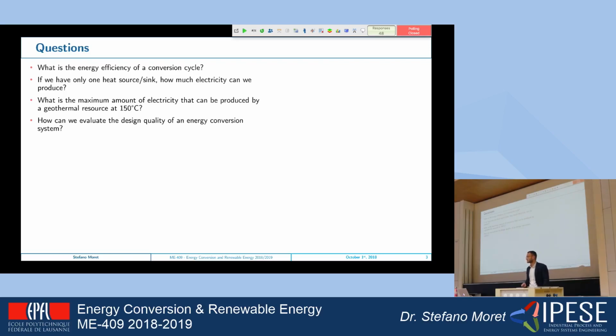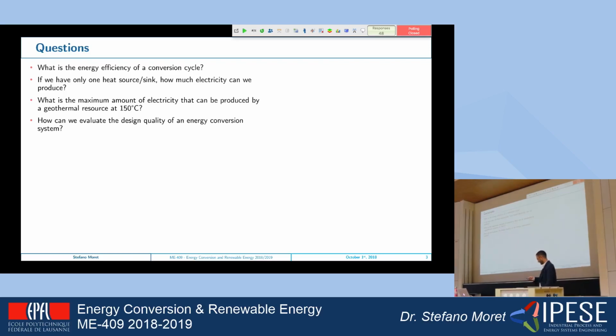So the kind of questions that thermodynamics allows us to answer are the ones that are here. For example, we can know what is the energy efficiency of a cycle given a heat source at a given temperature. We can know how much electricity or work we can produce, and it can help us also evaluate the quality of the design of energy conversion systems.